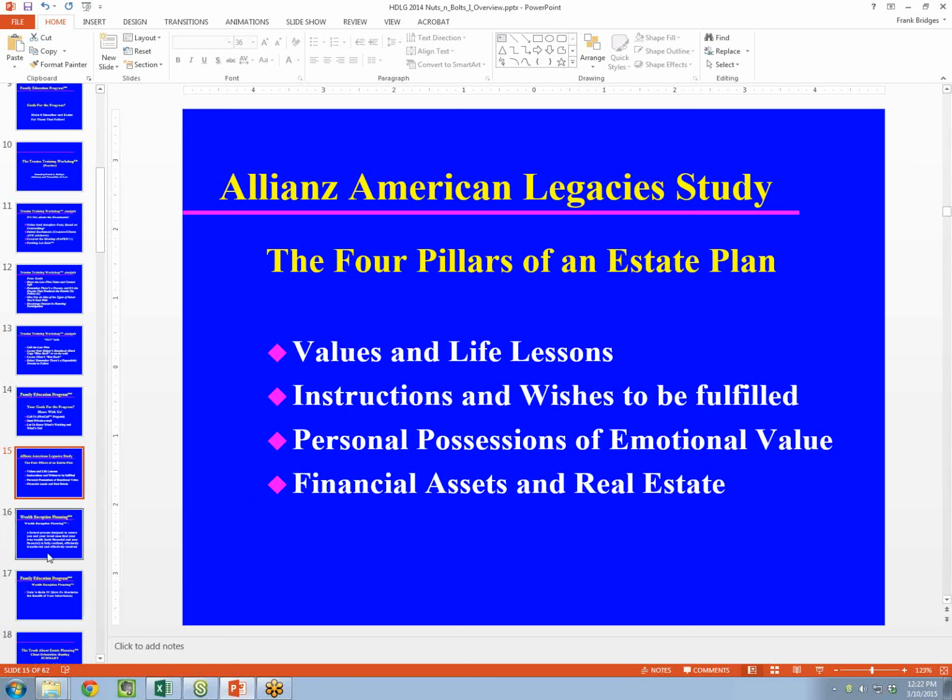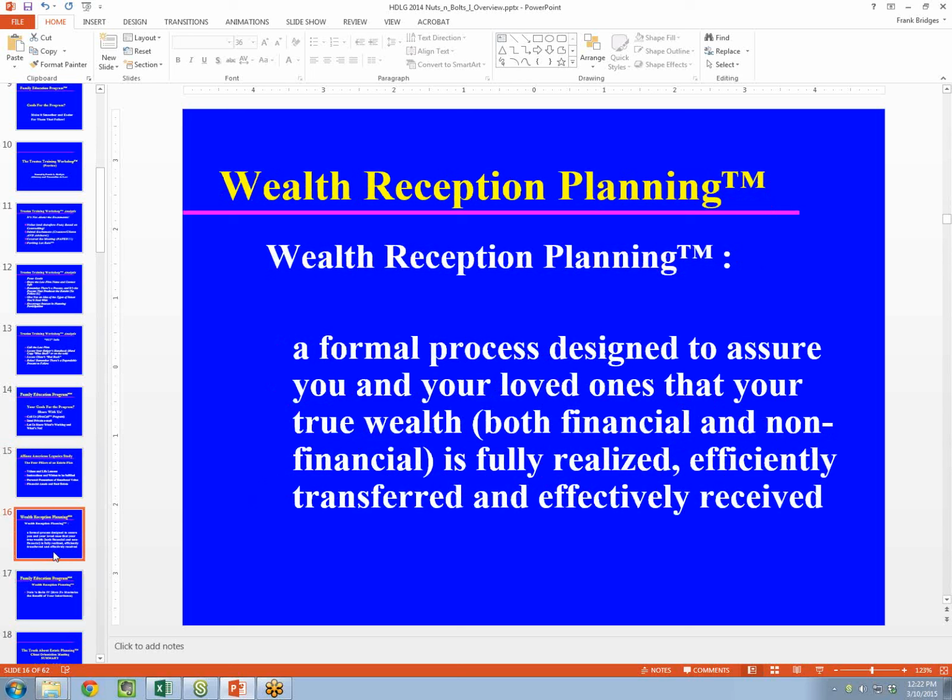So we've come up with, and this is a national network concept, the idea of wealth reception planning. And that is a formal process designed to assure you and your loved ones that your true wealth, both financial and non-financial, is fully realized, efficiently transferred, and effectively received. So this whole education program is partly about wealth reception planning, so that we can assist the people who are the receivers of the wealth in understanding what to expect, what their role is, and all of those kinds of things. So that is wealth reception planning.